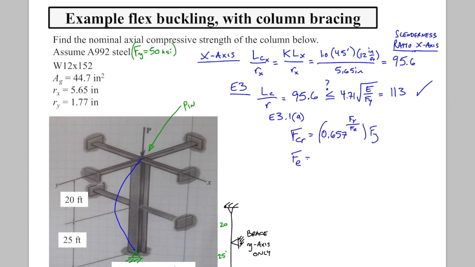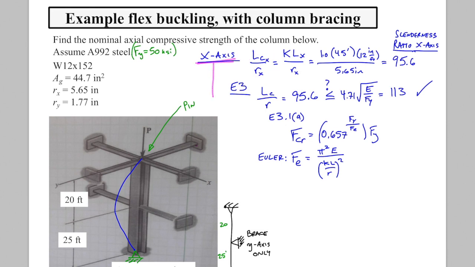My Fe is Euler, right? This is the Euler buckling stress, pi squared Young's modulus over KL over r squared. Now, it's very important. This KL over r is whichever KL over r I used here. And whatever KL over r I used here is the one that I used here, right? So I've got to keep them straight.